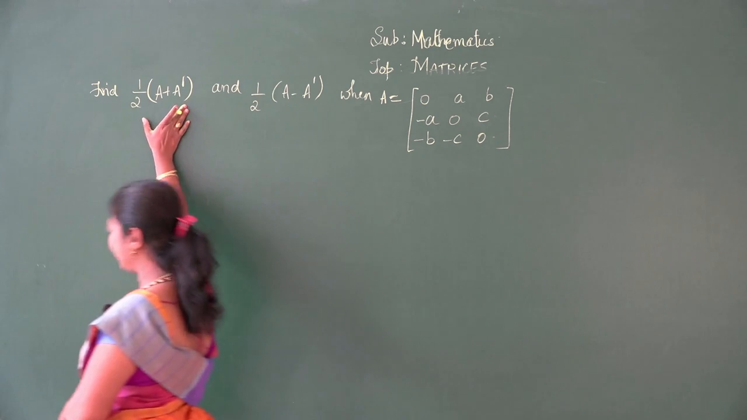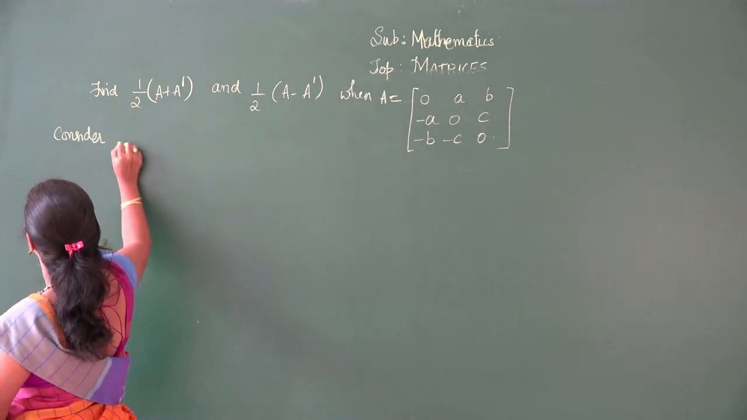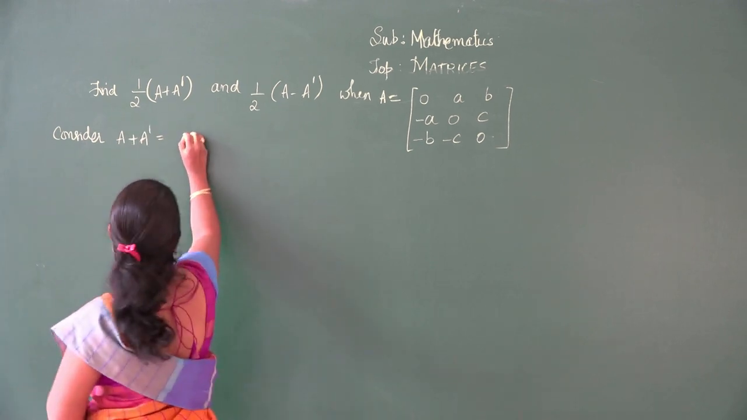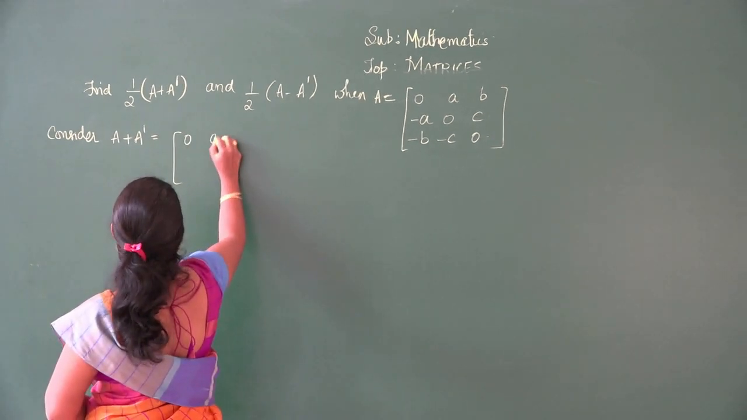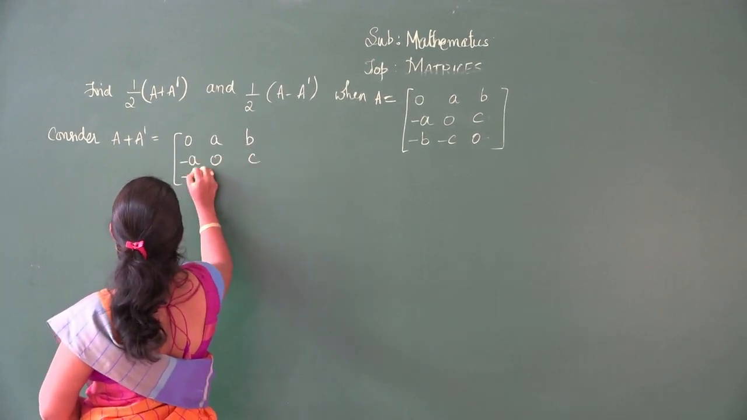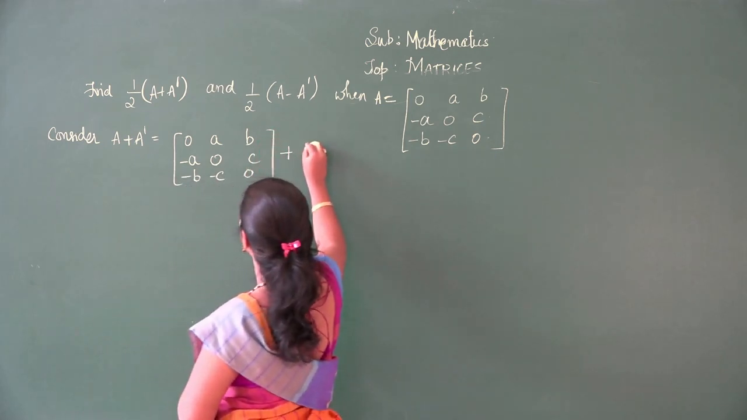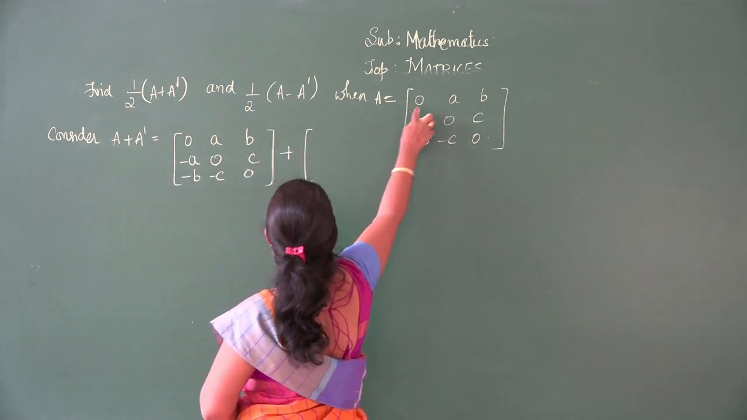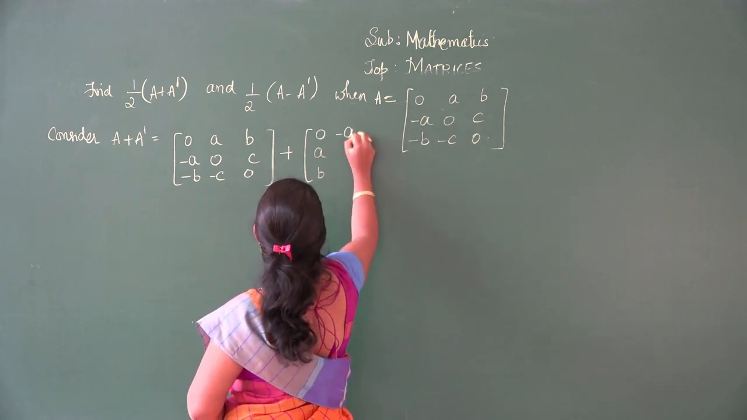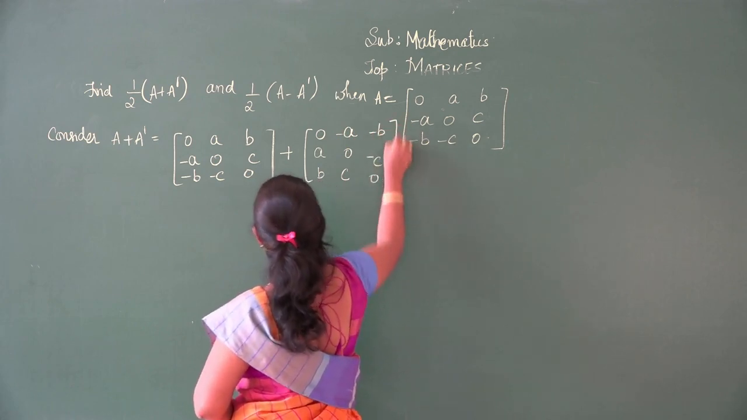First we are going to find A plus A dash by 2. Consider A plus A dash. What is A given? 0, A, B; minus A, 0, C; minus B, minus C, 0. This is matrix A. What is A dash matrix? The rows become the columns. 0, A, B; minus A, 0, C; minus B, minus C, 0.